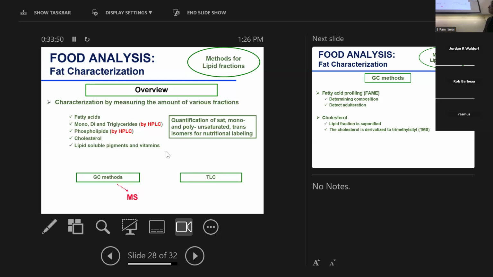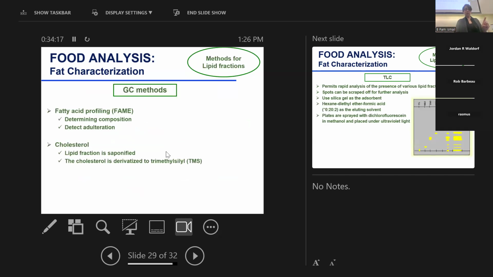Mono-, di-, and triacylglycerol, we can run by normal phase HPLC. Same with phospholipids. Cholesterol, we can do GC analysis. I'll show you on the next slide. And then we can determine pigments and vitamins by HPLC as well. So we can do GC and MS analysis. We can also do thin layer chromatography if we're doing qualitative.